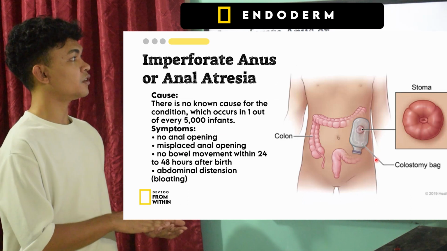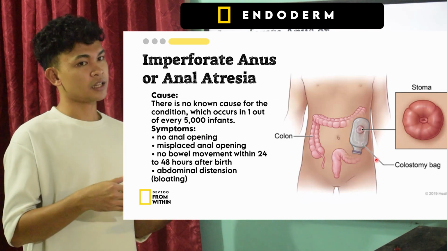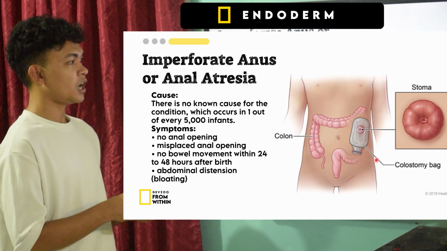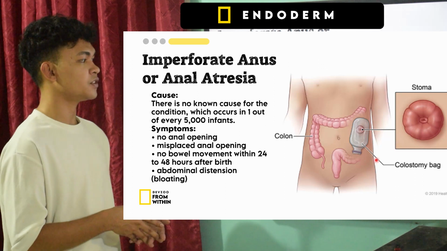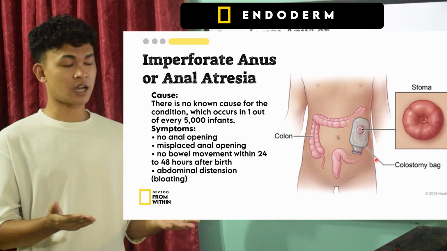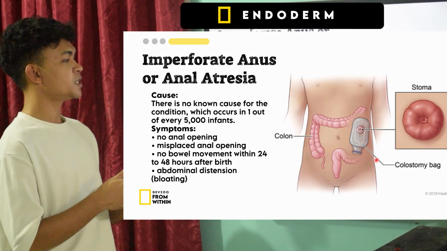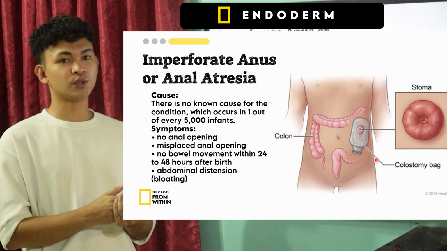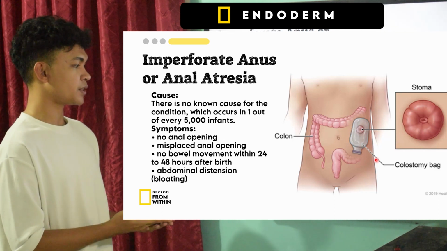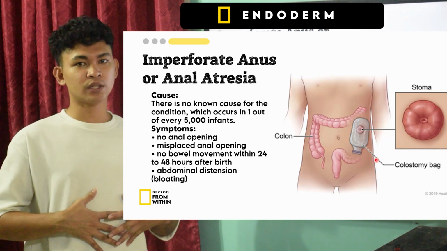Unfortunately, the cause of anal atresia is still unknown, but it occurs in 1 out of every 5,000 infants. So the symptoms may include no anal opening, misplaced anal opening, no bowel movement within 24 to 48 hours after birth, and abdominal distension or bloating ng tiyan.